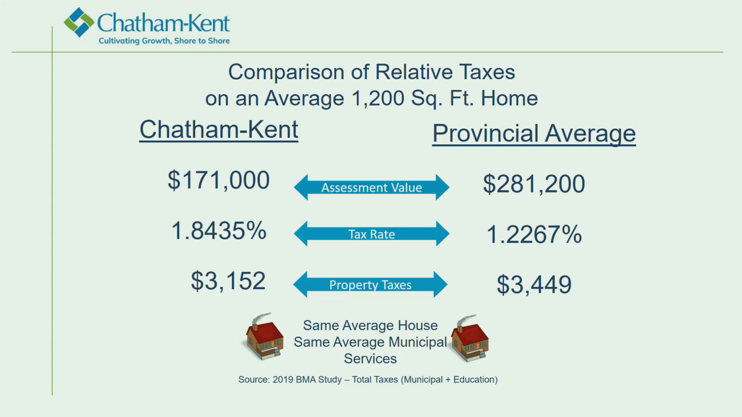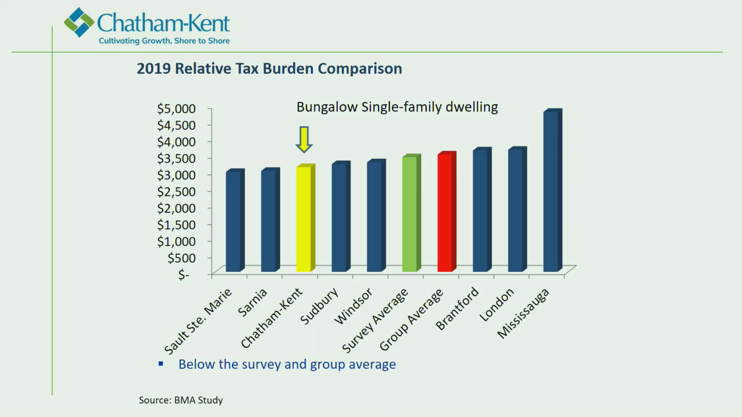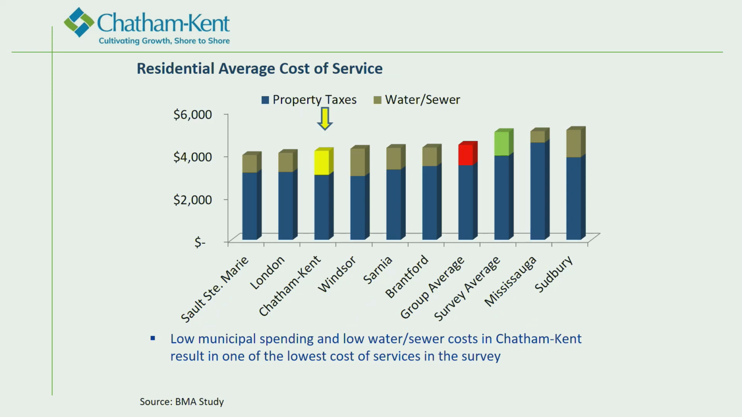Moving on to comparing a single-family detached home, the taxes paid in Chatham-Kent are below both the group and the survey average for a similar house within the other municipalities. And when you compare both the taxes and the water and wastewater costs, Chatham-Kent is below both the group and the survey average. Chatham-Kent has one of the lowest costs of services in the survey of 110 municipalities. We are, in fact, the 15th lowest.